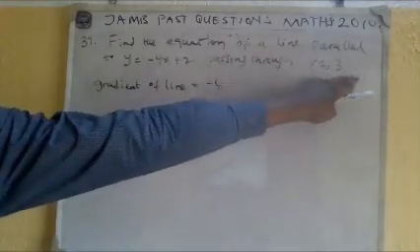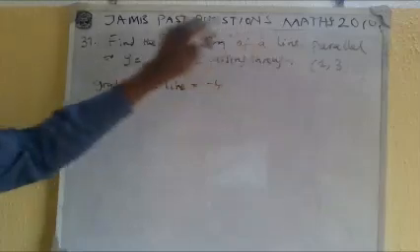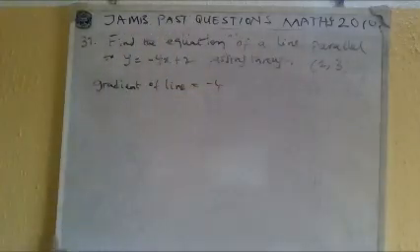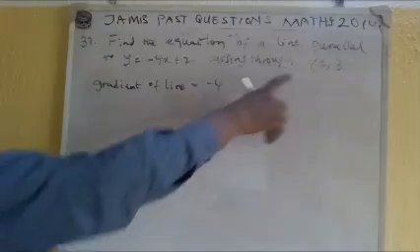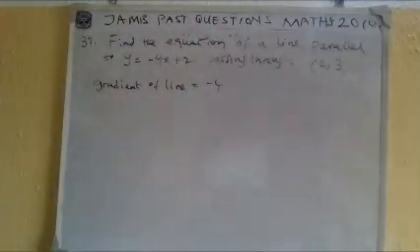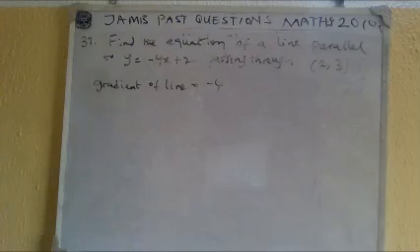So they gave us one point on this equation. So we can find the equation now. We have the gradient already. We have one point. Understand? We have one point, so we can find it.